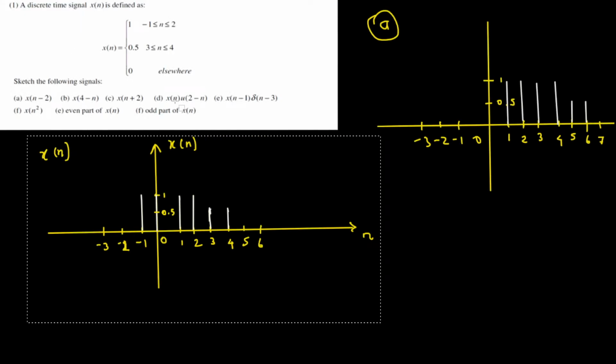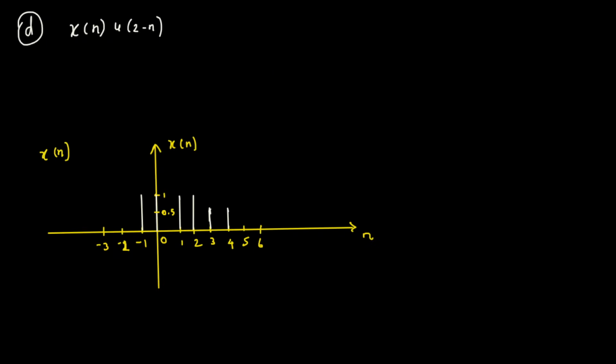So let's create a new page, and here let's write the equation of the d provided. For the d we have x of n u of 2 minus n. So I write that one right here, x of n u of 2 minus n. This is what we need to find, and x of n graph is what we copied here.